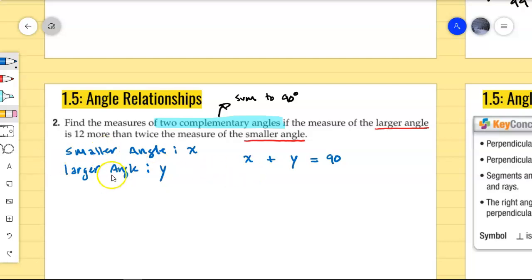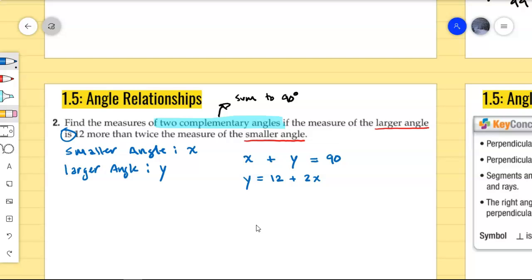And the reason why that's important is because of this statement. It says the measure of the larger angle. In mathematics, in algebra, the word "is" in this context means equal to. The measure of the larger angle is 12 more than twice the measure of the smaller angle. So that's how you write it.